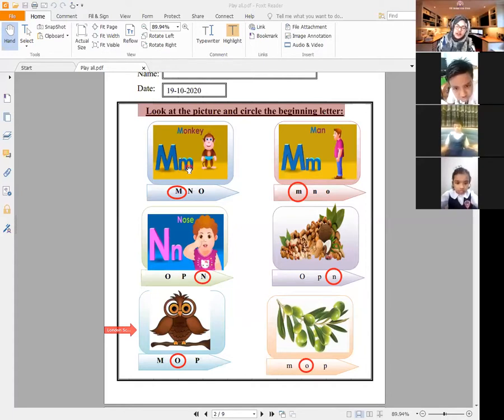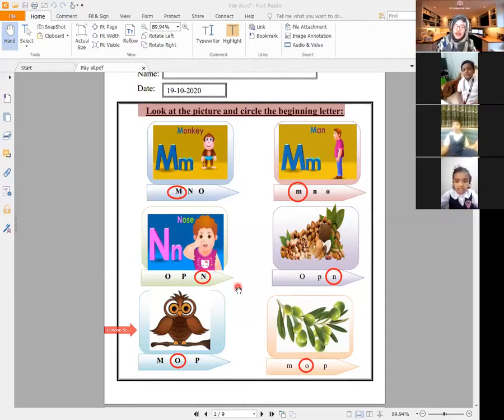Okay, my all dear, we see that M for monkey, M for man. Okay, with Luisa. Monkey, capital letter M and small letter M. Okay, thank you, for next.